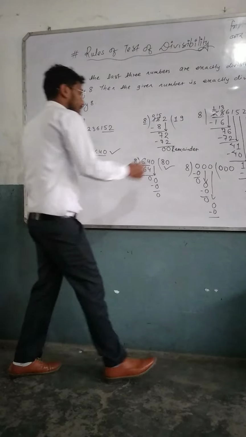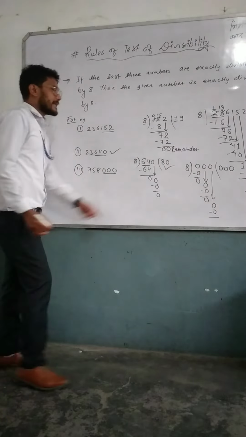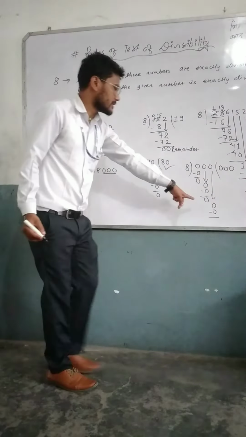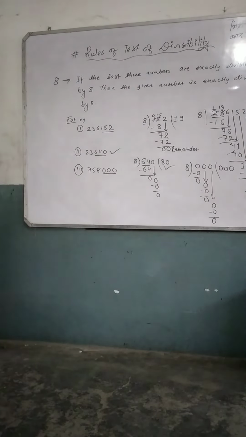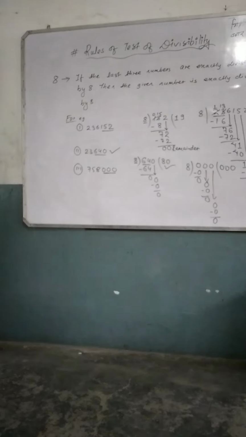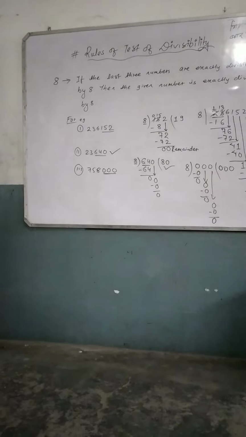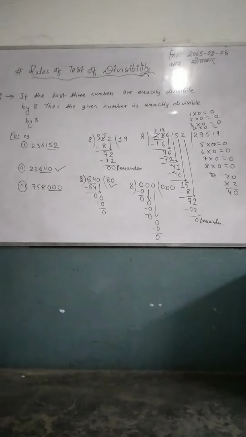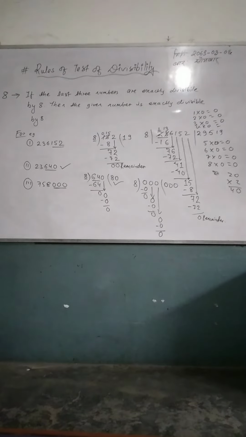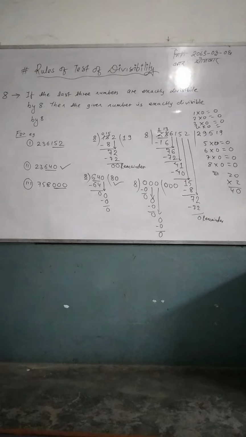That means the last three numbers are exactly divisible by 8 because we got remainder 0, isn't it? If the remainder is 0, then only we can say it has gone exactly. So here we got remainder 0. As a result, in 75800, the last three numbers are exactly divisible by 8. So we can say that the whole number is exactly divisible by 8 only.